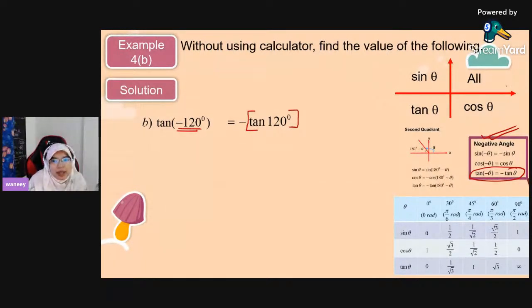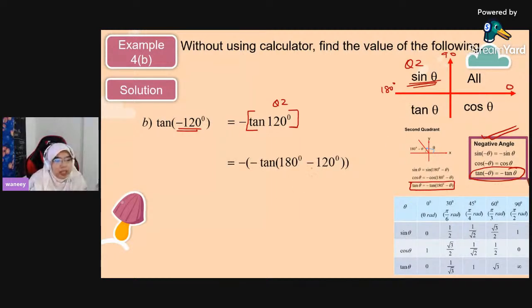Where is that? 0, 90, 180. 120 is somewhere in between 90 and 180, so it is in the second quadrant. In the second quadrant, only sine will stay positive, and the rest will become negative. If we refer to the formula, tangent of theta is the negative of tangent of 180 minus theta. So it becomes the negative of tangent of 180 minus 120.